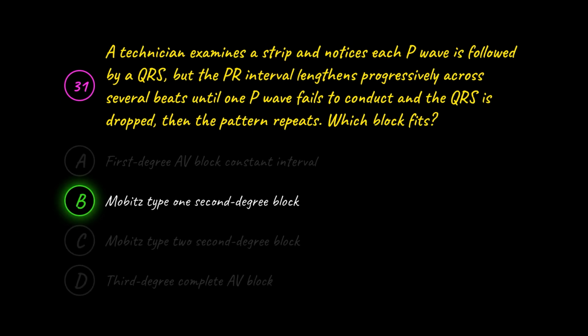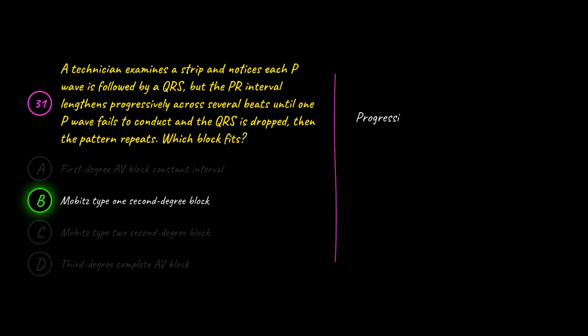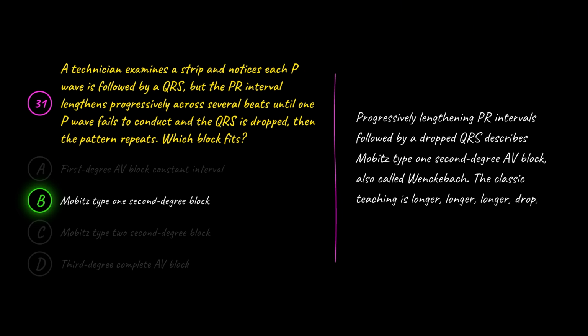The correct answer is B. Mobitz type 1 second degree block. B is correct because progressively lengthening PR intervals followed by a dropped QRS describes Mobitz type 1 second degree AV block, also called Wenkebach. The classic teaching is longer, longer, longer, drop, then you have a Wenkebach.